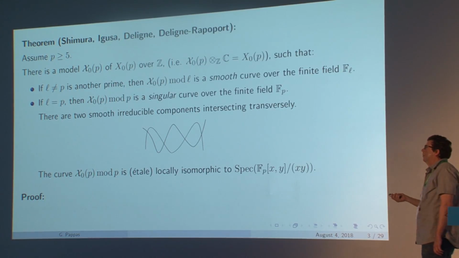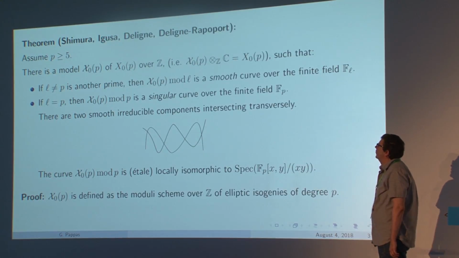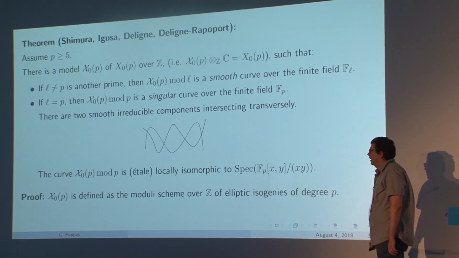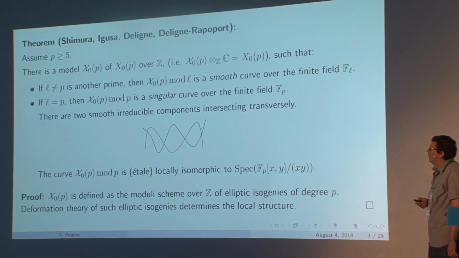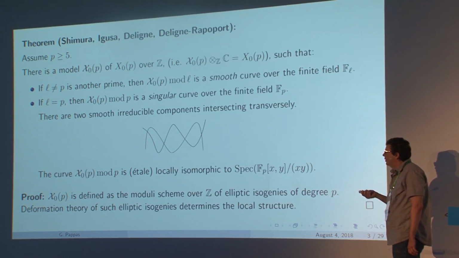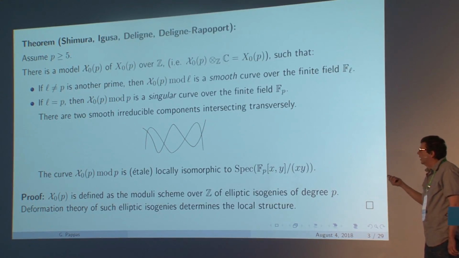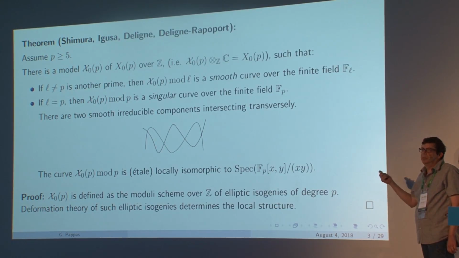Okay, the proof, well, it's going to be a very quick sketch. The idea is I can define the moduli scheme of elliptic isogenies of degree p over Z, and then by studying the deformation theory of these isogenies, I can determine the local structure at p or at l.